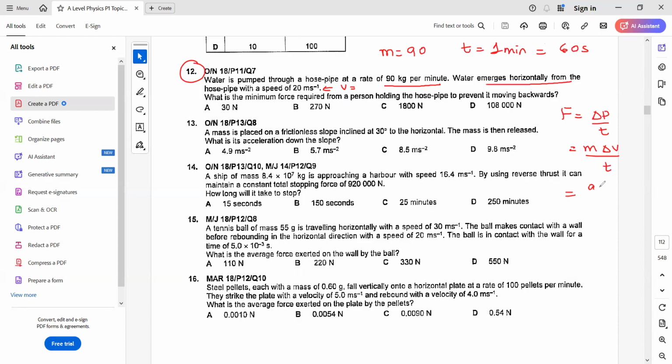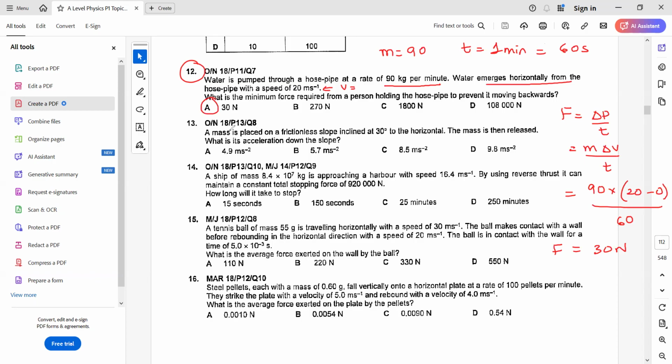So mass is given, 90. Change in velocity would be, it emerges with 20 meters per second, right? Sorry, final speed is 20, initial speed should be zero because once the pump was not switched on, water has zero speed. So time is given, which is 1 minute, that's 60 seconds. So once we solve this out, what do we get? We get 30 Newton. That's A.